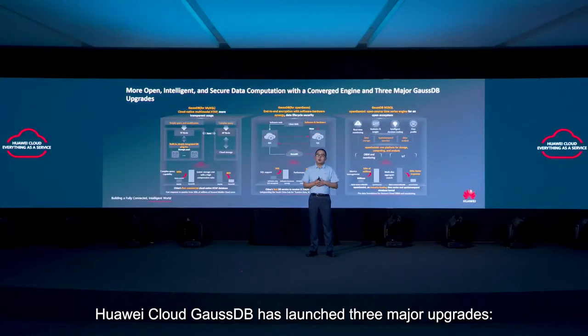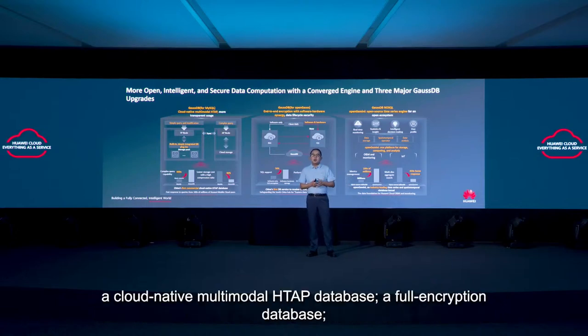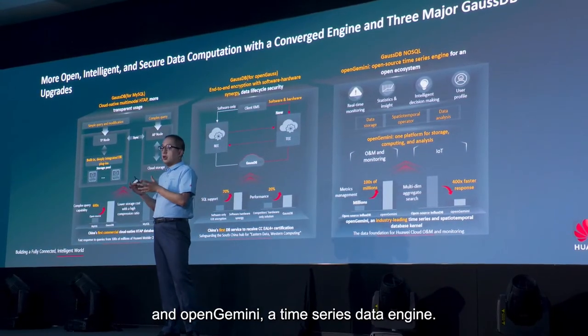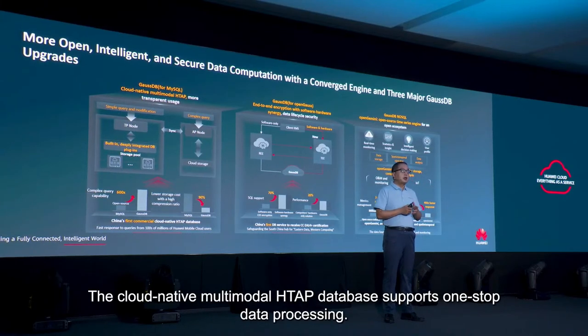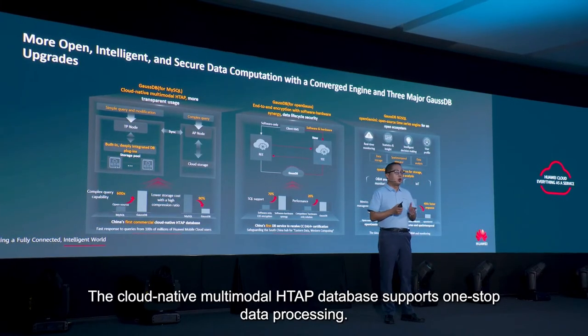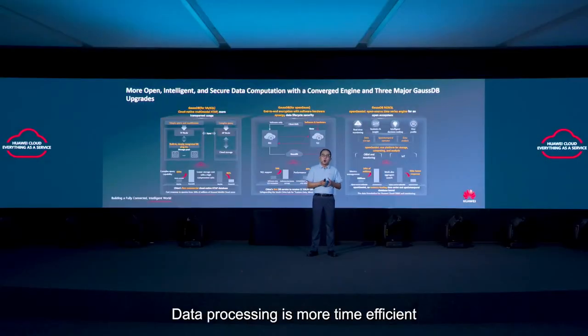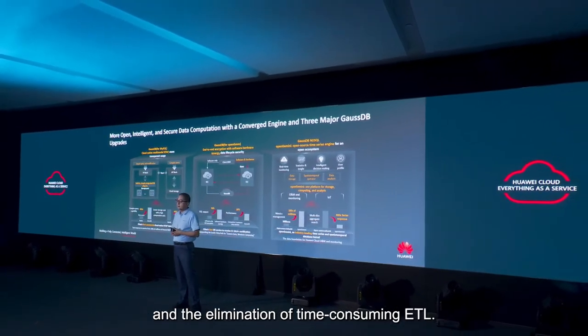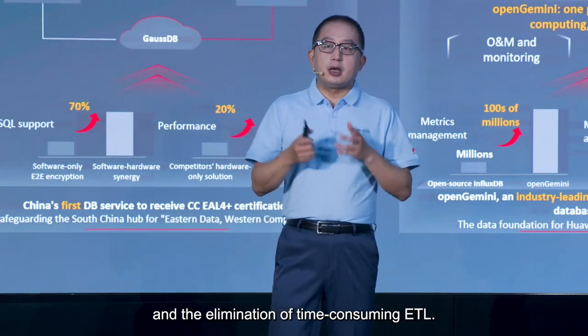Huawei Cloud GaussDB has launched 3 major upgrades: a cloud-native multi-model HTAP database, a full encryption database, and OpenGemini, a time series data engine. The cloud-native multi-model HTAP database supports one-stop data processing. Data processing is more time efficient with support for high concurrency updates, fast synchronization with just milliseconds of delay, and the elimination of time-consuming ETL.